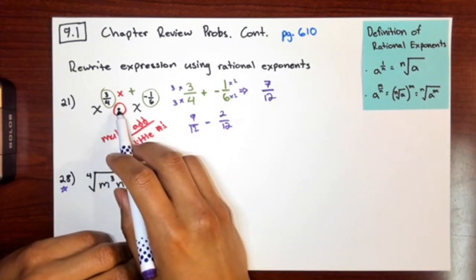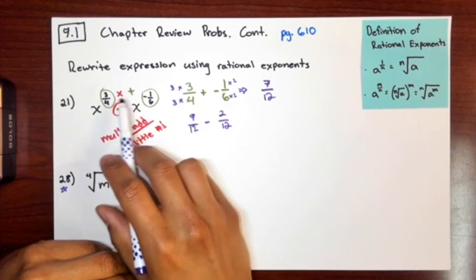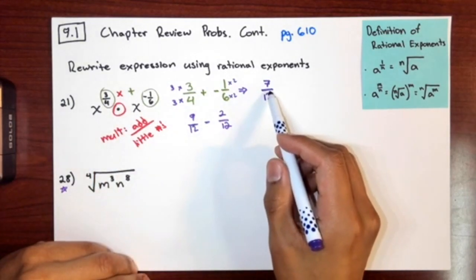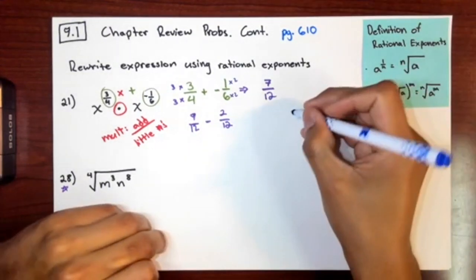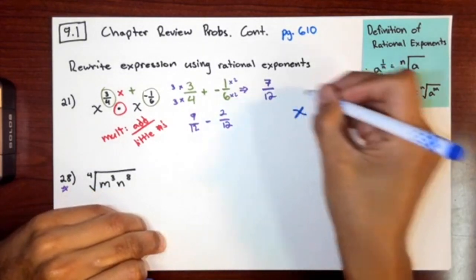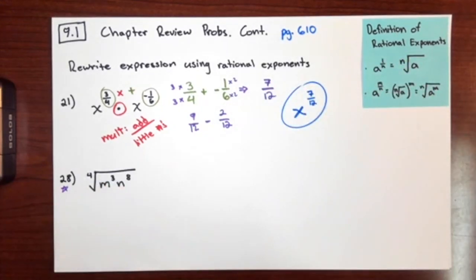Now, remember that this is multiplication of these two variables. Both of these variables have a power that's like this. This cannot be your final answer, okay? Remember that your final answer is still going to have the variable in it. So your final answer will be x to the 7 over 12 power. So that's that one. That one's pretty simple, not too difficult.